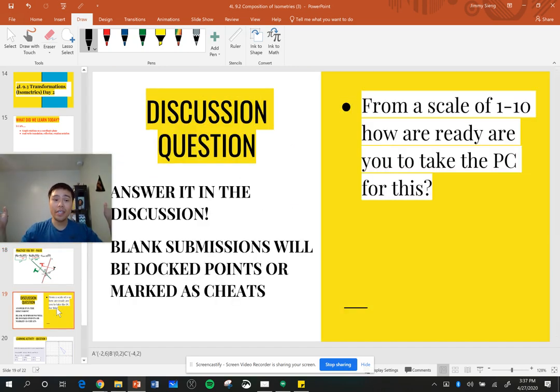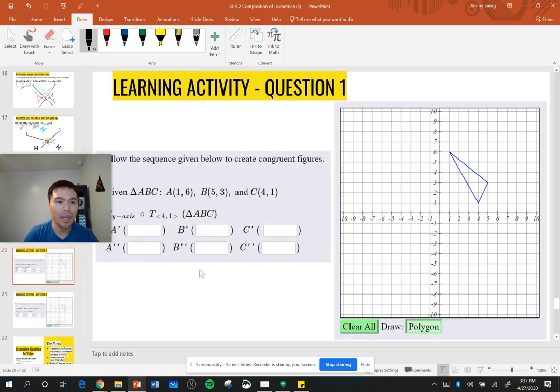So here's your discussion question. Again, I am going to do a learning activity or two with you all just to give you that reassurance, right? There is going to be a PC, so go ahead and tell me from 1 to 10 how you feel about it. But let's do those quick learning activity questions, okay?